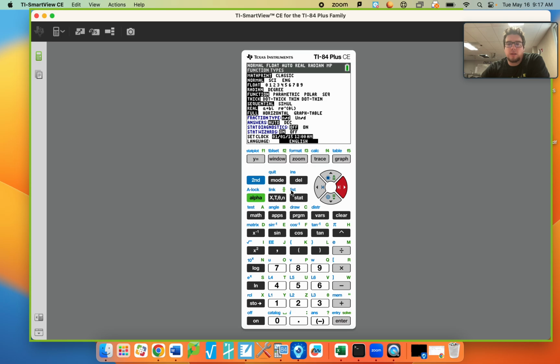So if I were to switch to sequential, now it should spit out an N instead of an X. If I go to parametric, whoops, now it gives T for our variable. For most of your mathematical lives, you'll be stuck with the function mode, and that is perfectly fine.